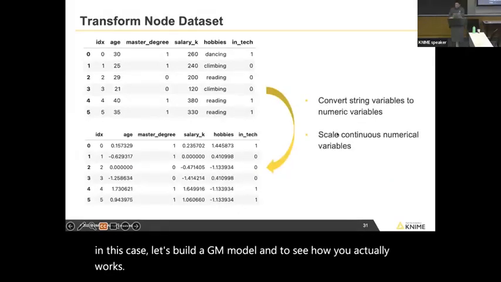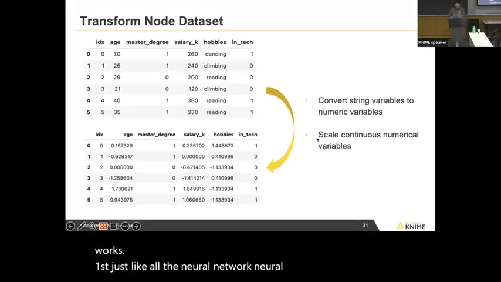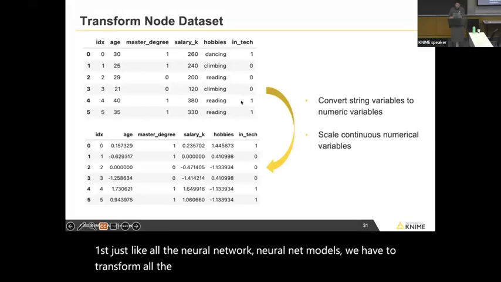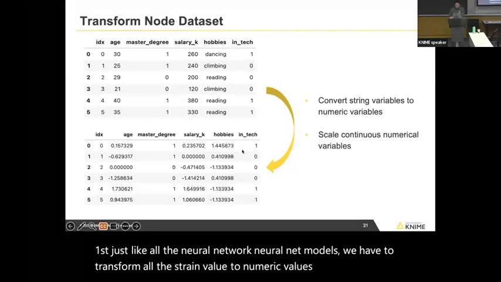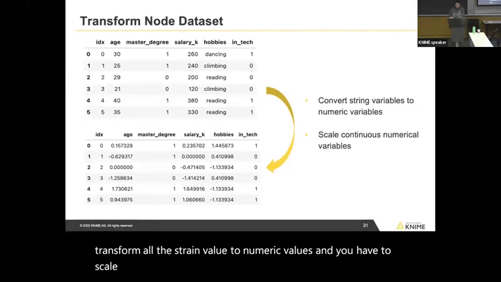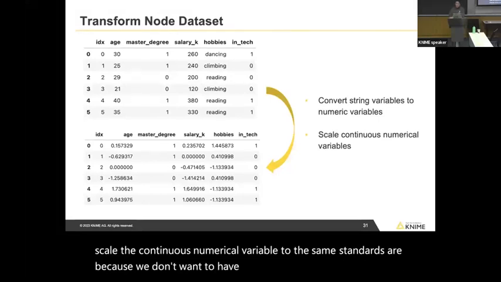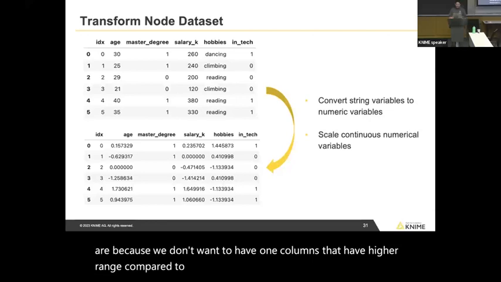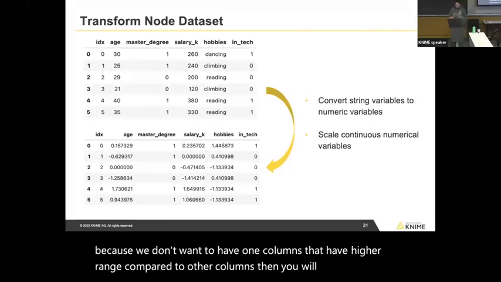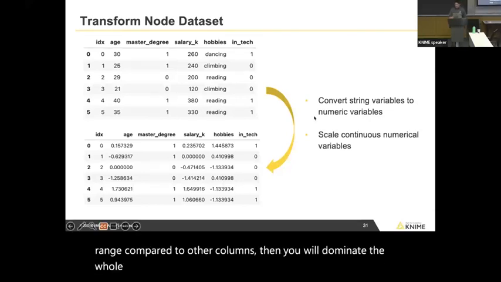First, just like all neural network models, we have to transform all the string values to numeric values, and scale the continuous numerical variables to the same standard, because we don't want one column to have a higher range compared to other columns. Then it will dominate the decision boundaries process, I would say.